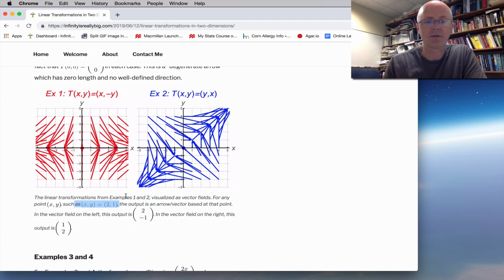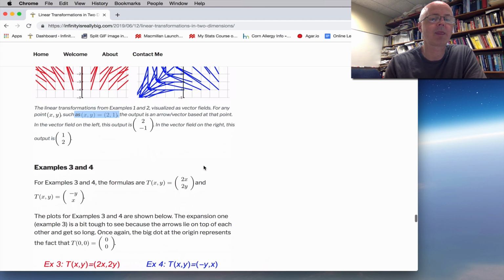For the other one, the input 2, 1 has an output 1, 2. Swap the coordinates or components. This vector that's a little hard to see, that goes like this, has components 1, 2. Horizontal component 1, vertical component 2. It's rightward and upward pointing.